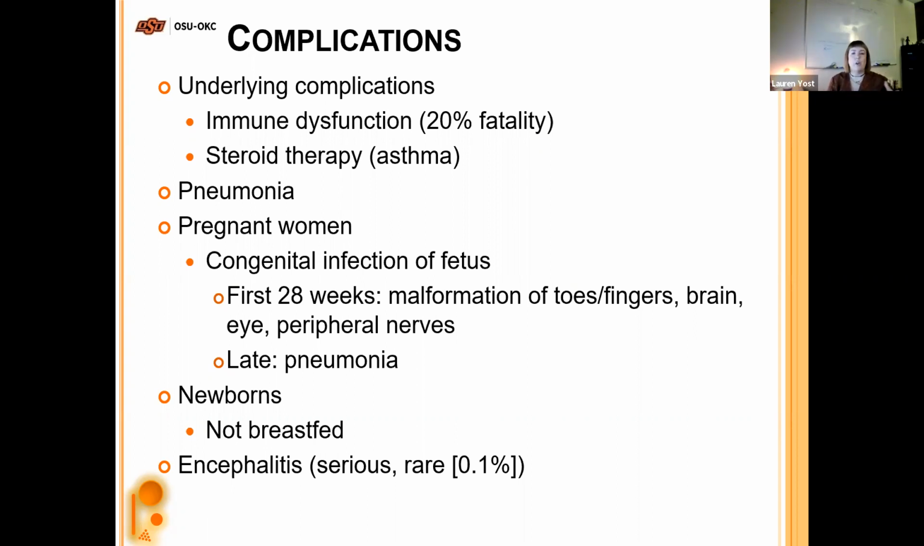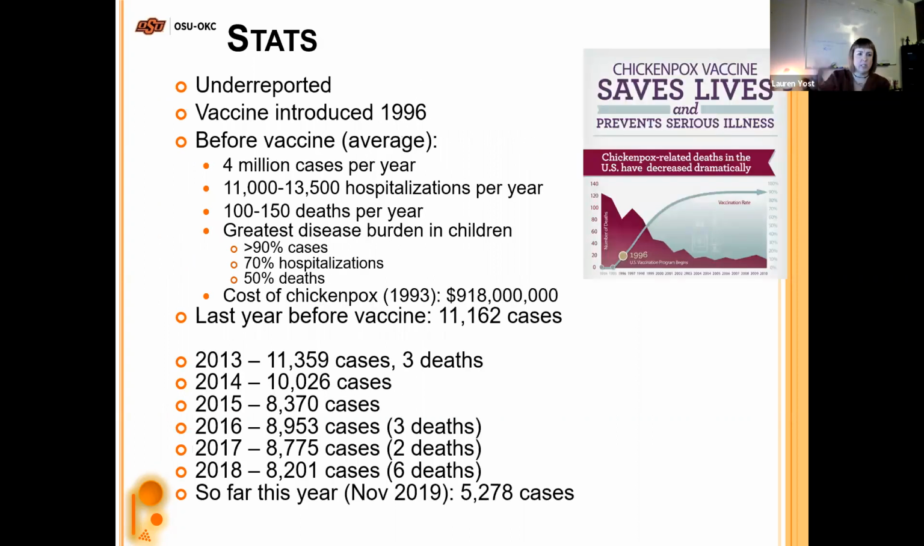Encephalitis can also occur, but it is very, very rare. Encephalitis is inflammation or infection of the brain. In general, chickenpox is underreported because people just get it and go, it's like a cold, right? So that's why we don't have a whole lot of statistics available on it.